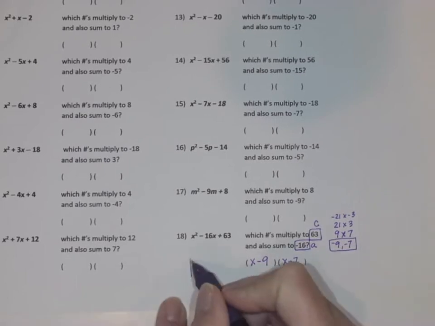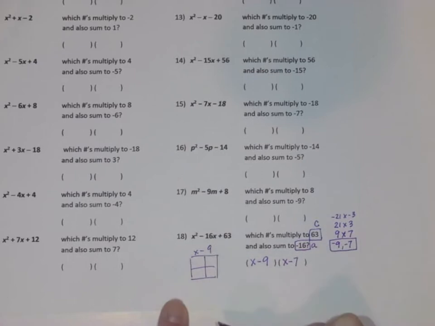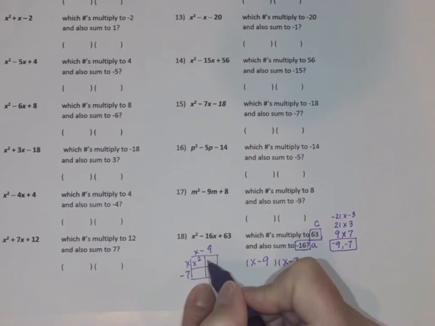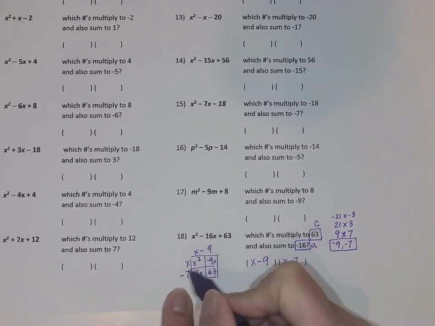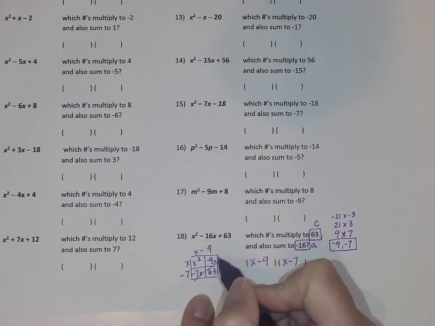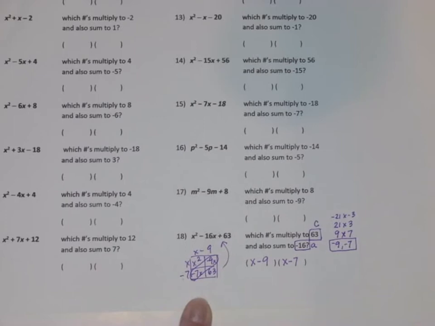Now you can always check your work, of course, and put those two factors into a box method, or FOIL them, or however you want to double distribute, but this is going to be x squared minus 9x minus 7x plus 63, because those two get multiplied together for this. And then when we combine like terms, we would get right back to what we started with.